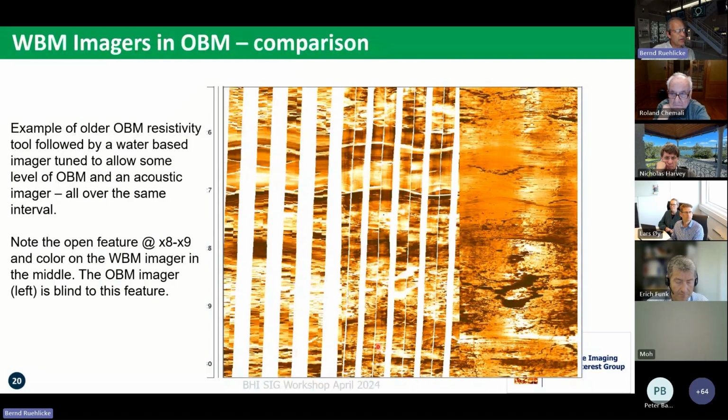Other features you can see come out very strong, like these very thin fractures, which are open fractures. They come out very strong on the old-fashioned oil-based mud tool. You can also see this guy coming in here. This open feature here comes out quite nice and strong on the old oil-based mud imager. So I thought that's quite an example you don't see every day, where you have 3 different images run over the same interval in oil-based mud, where you run a water-based tool as well. And this is happening quite frequently, and it works sometimes.